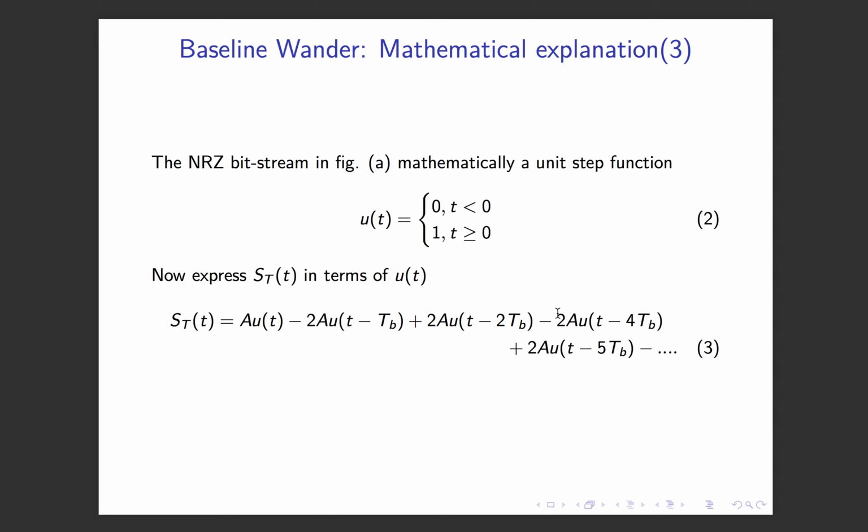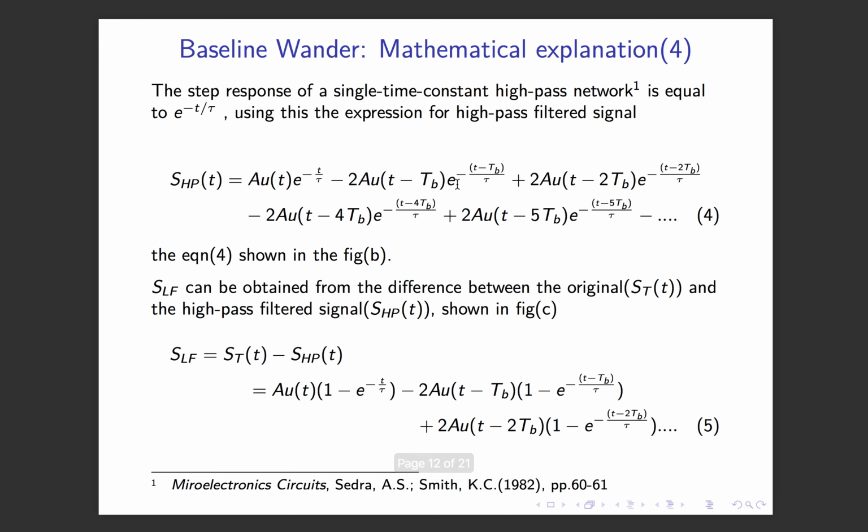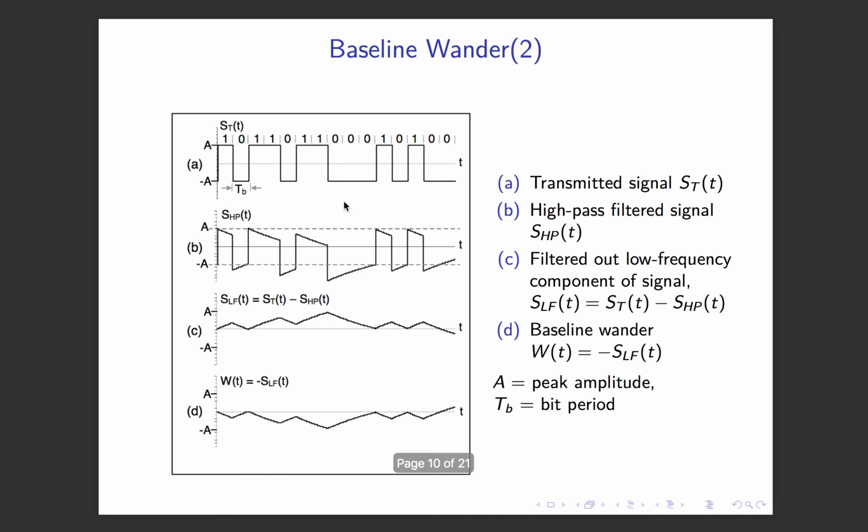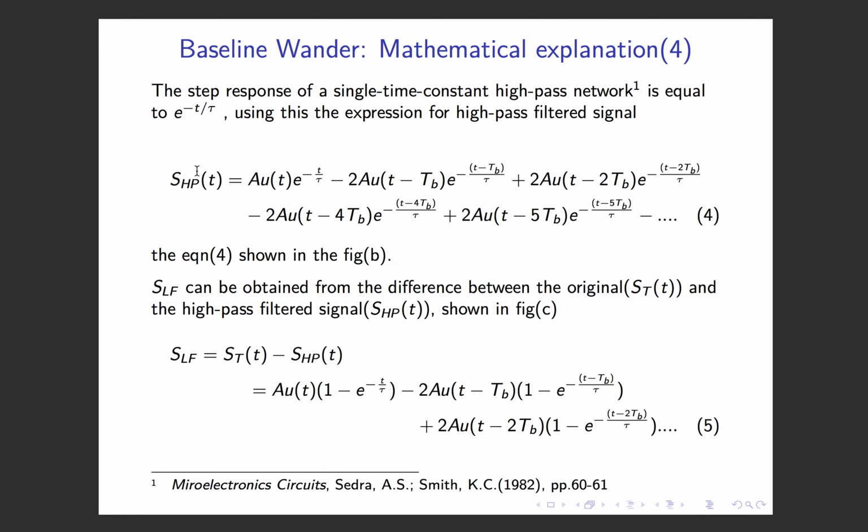So here I have written the expression. Look, this is U(t), then it's shifted by T_b, then 2 times, then 4 times of that, and so on. There's a continuum, there are a lot of higher terms also. We have discarded those things for now. So here we know this is S(t), we have written this expression, and now we are going towards the high pass component. We know that whatever we are talking about so far is a single time constant high pass network.